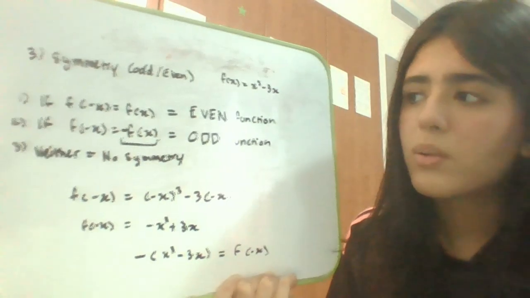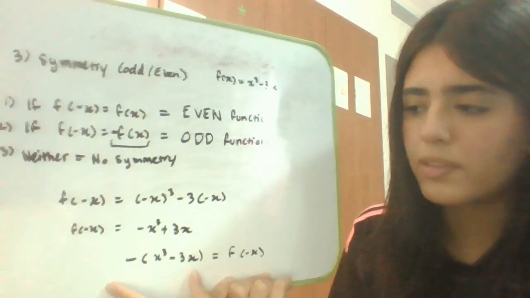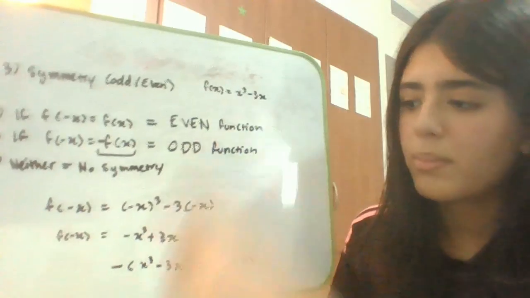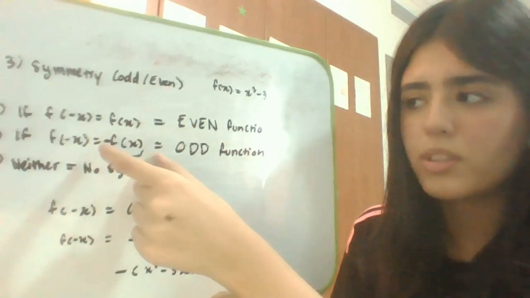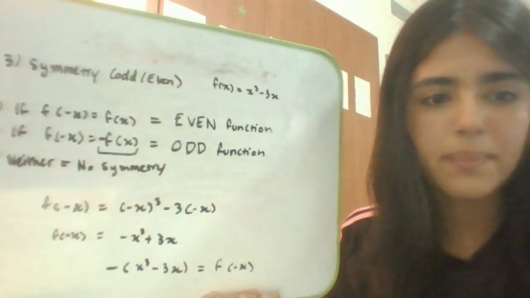So when the whole function turns negative, that makes it odd. And that's exactly what happened here. When you take out the common negative, this is your original equation. But that negative stays, making this whole equation negative, meaning that the symmetry of this is odd. Okay?